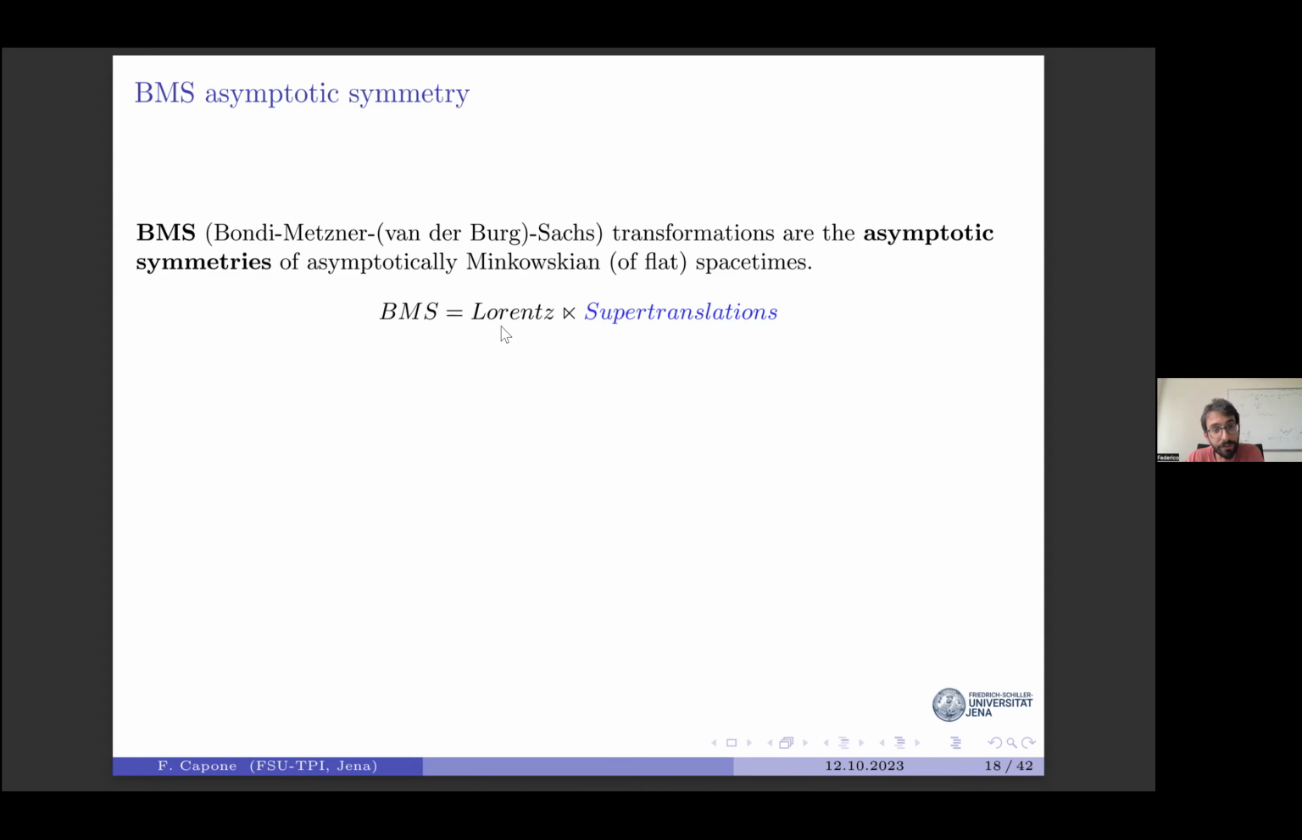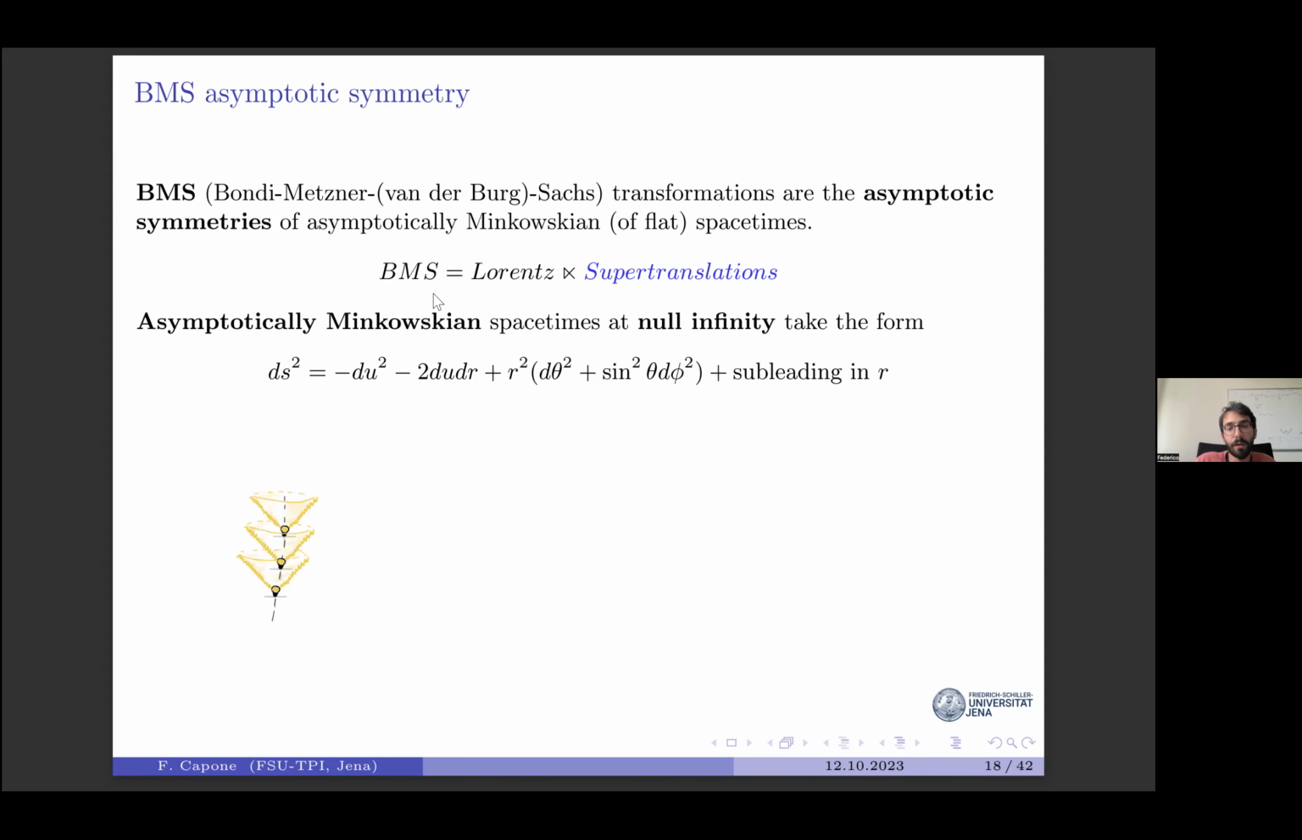It has the following structure. It contains Lorentz transformations and supertranslations. I will show you again the picture of my representation of supertranslations later. But what does it mean that it's the asymptotic symmetry of asymptotically Minkowskian spacetime? Well, it means that you can consider the problem of finding the spacetime structure far from the sources of the gravitational field, and you want to describe it towards null infinity. So you set a coordinate system which is adapted to the propagation of the waves, so null rays, and you expect that asymptotically the spacetime becomes Minkowski.